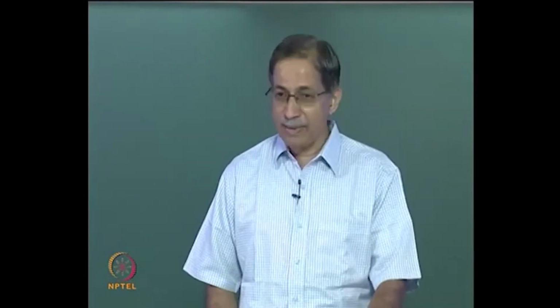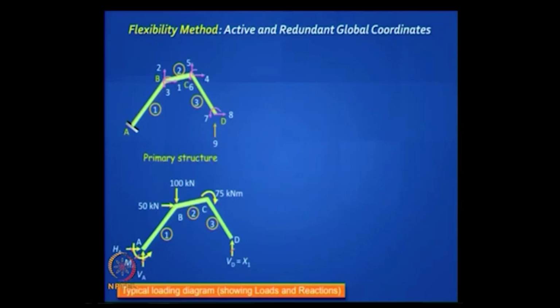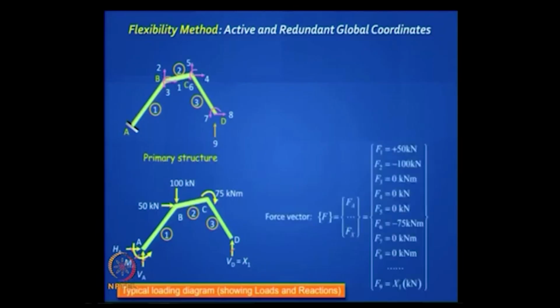So what do we do? Remove it. This is your primary structure, and to complete the picture, introduce your redundant as the next coordinate. So you put the Fx, the redundant forces. Here there is only 1, but supposing you had 3, you would put 9, 10, 11 as your degrees of freedom in addition to the active degrees of freedom. We will call them redundant degrees of freedom. So for example, if you had this problem which I showed you earlier, then Vd is your redundant x1, and this is how you would write the force vector, right?